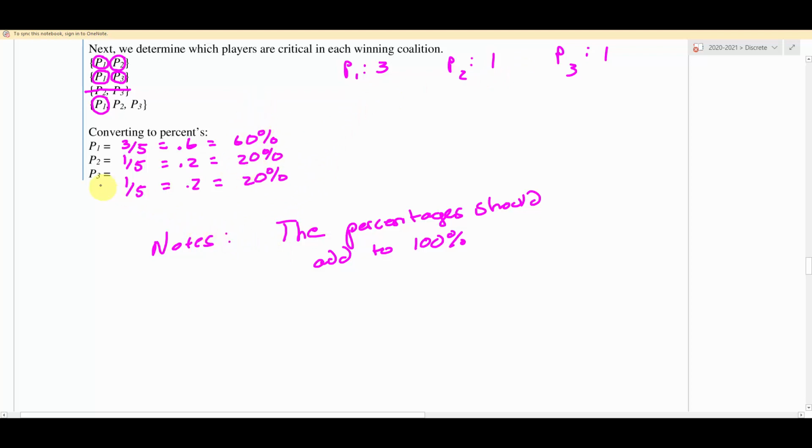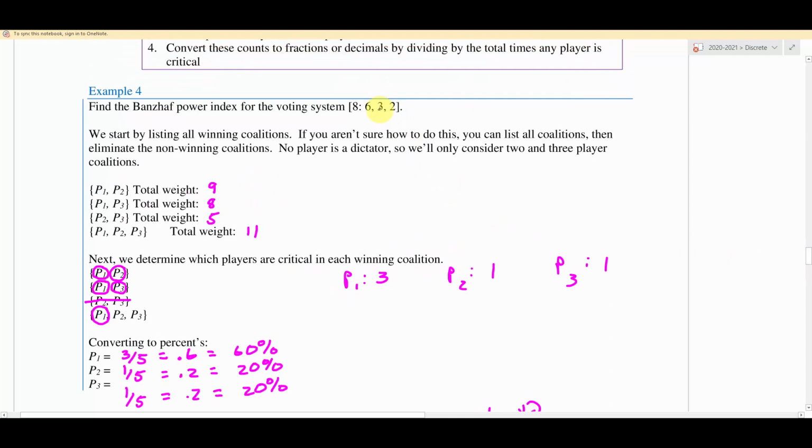Okay. The other thing to notice, player 2 and player 3 both had the same amount of power. They both had 20% of the power in this weighted voting system, despite the fact that player 2 had more votes. So remember, I said this at the beginning, the number of votes doesn't necessarily determine how much power you have. Okay? Player 2 has 3 votes, player 3 has 2 votes, yet they both had the same amount of power in the Banzhaf Power Index. Okay? So it's not always about the sheer number of votes, it's about how many of these alliances you are needed for. That's what determines power in a weighted voting system.